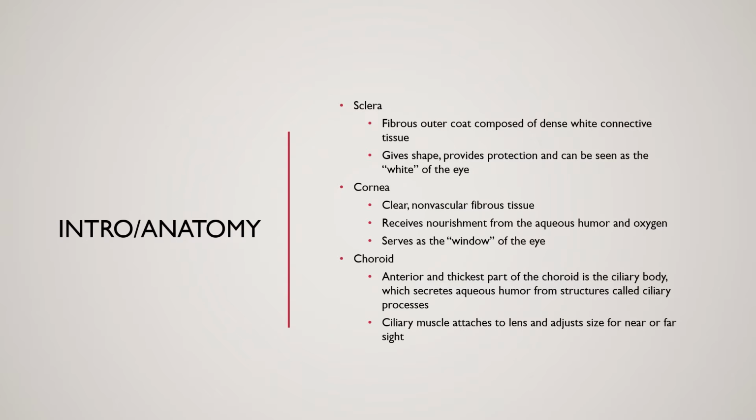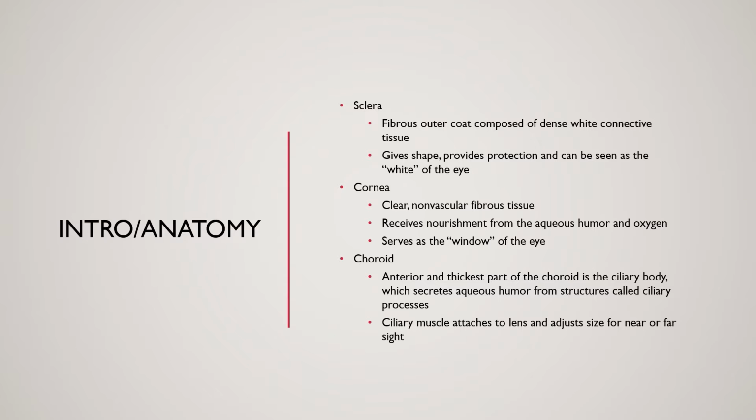Okay, moving on, we have the sclera. This is the fibrous outer coat composed of dense white connective tissue. This gives shape, provides protection, and can be seen as the white of the eye. The cornea is a clear, non-vascular, fibrous tissue. It receives nourishment from the aqueous humor and oxygen, and it serves as the window of the eye.